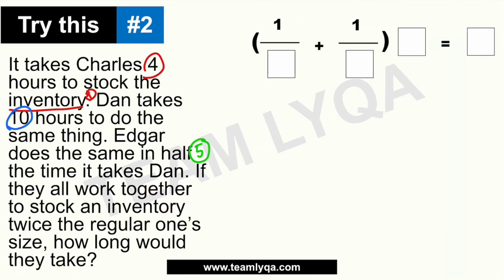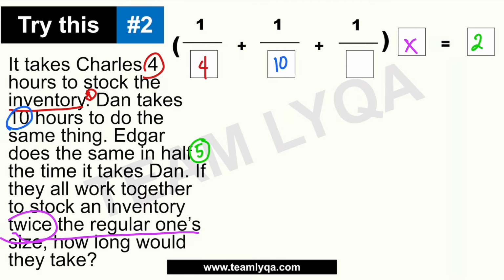And ang sabi, if they all work together to stock an inventory twice, ito na yun, twice the size of the regular one. So ibig sabihin nun, hindi lang natin dadagdagan ng isang fraction, ang mangyayari pa is yung size ng job ay magiging double nung regular na job niya. Okay? So, ibig sabihin, i-fill in lang natin yung mga information na yan. This first box will be 4, the next box would be 10, the next box would be 5, pero 2 na yung nasa dulo. Okay?